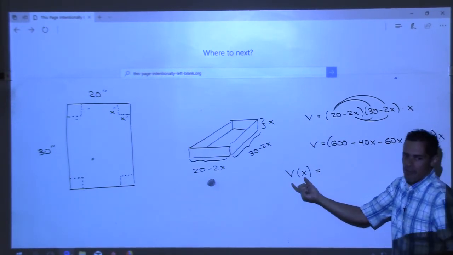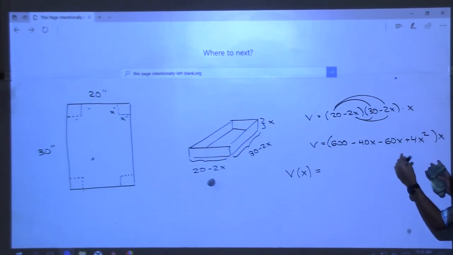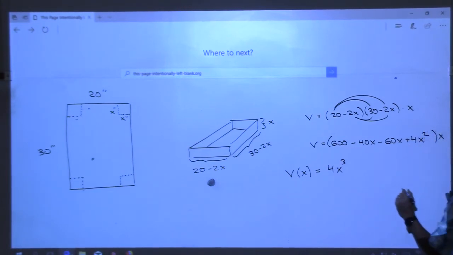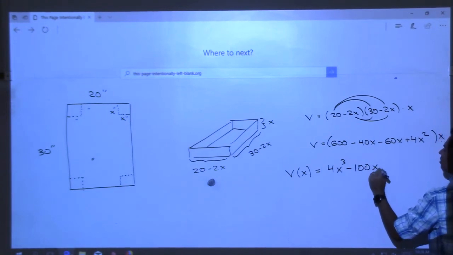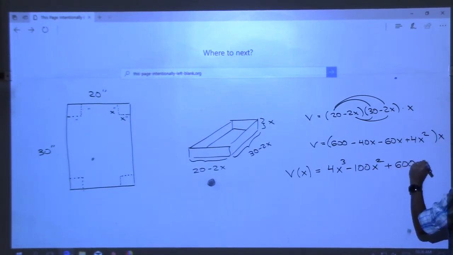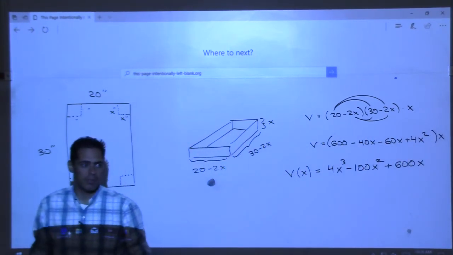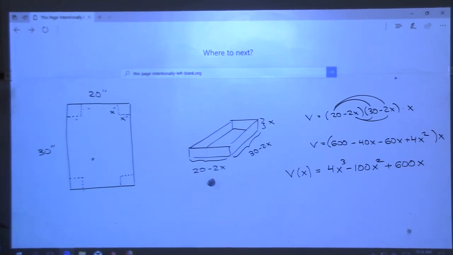So this is kind of like f of X equals, and let's put things together in descending order. So I'm going to have 4X cubed and then negative 100X squared and then finally plus 600X. That is my polynomial function that describes the volume of that container if I cut it exactly x by x squares out of the corners. That should have some sort of max and min on it.